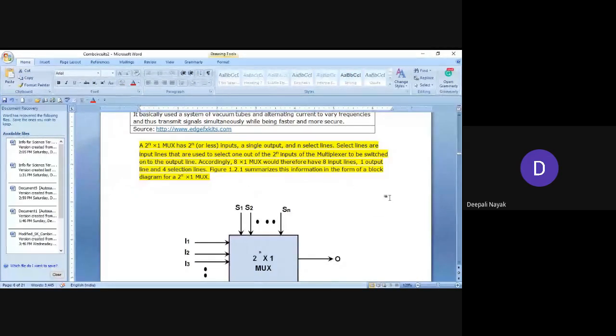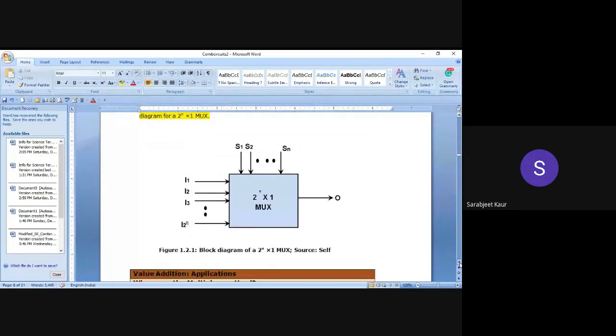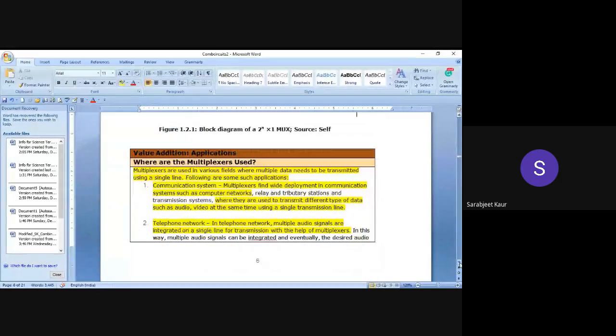Accordingly, an 8 cross 1 mux would therefore have 8 input lines, 1 output line, and 3 selection lines. Figure 1.2.1 summarizes this information in the form of a block diagram for a 2 to the power n cross 1 mux. Is this clear? Yes, ma'am.